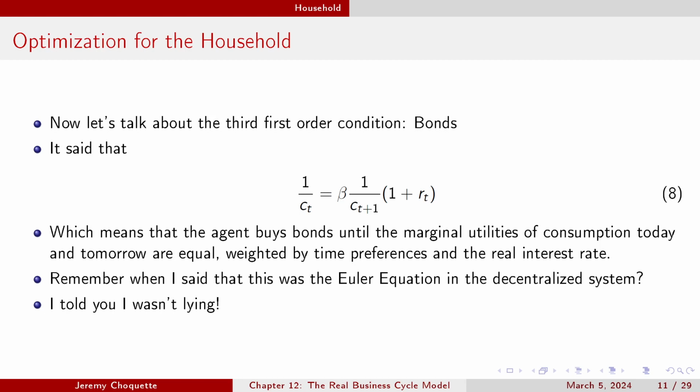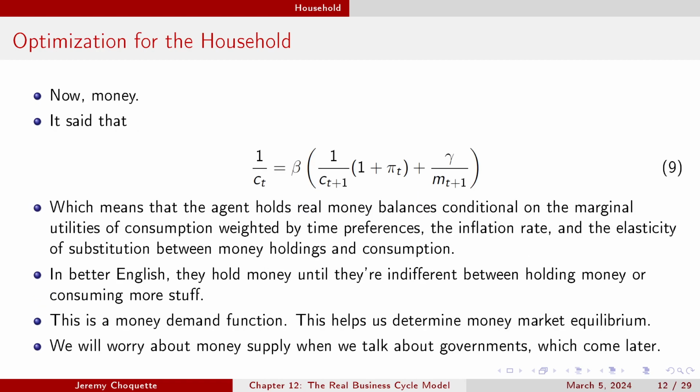So you remember that whole time that I said this was like the Euler equation in a decentralized system? Hey, told you I wasn't lying. So let's spend some more time on this. Actually, let's not. Let's just move on to money. So the money Euler equation said what you see in equation 9. The marginal utility of consumption today is equal to beta times tomorrow's marginal utility of consumption weighted by inflation plus gamma over MT plus 1. Now, gamma, if you remember, is the elasticity of substitution between money holdings and consumption. Or another way to think of it, gamma is like the usefulness of money. How useful is money to us?